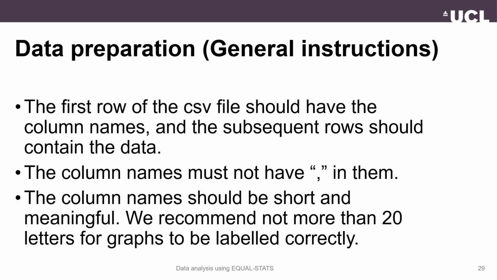Before we learn how to process the file, I provide some general instructions for data preparation. The first row of the CSV file should have the column names, and the subsequent rows should contain the data. The column names must not have a comma in them. The column names should be short and meaningful. We recommend not more than 20 letters for graphs to be labeled correctly.